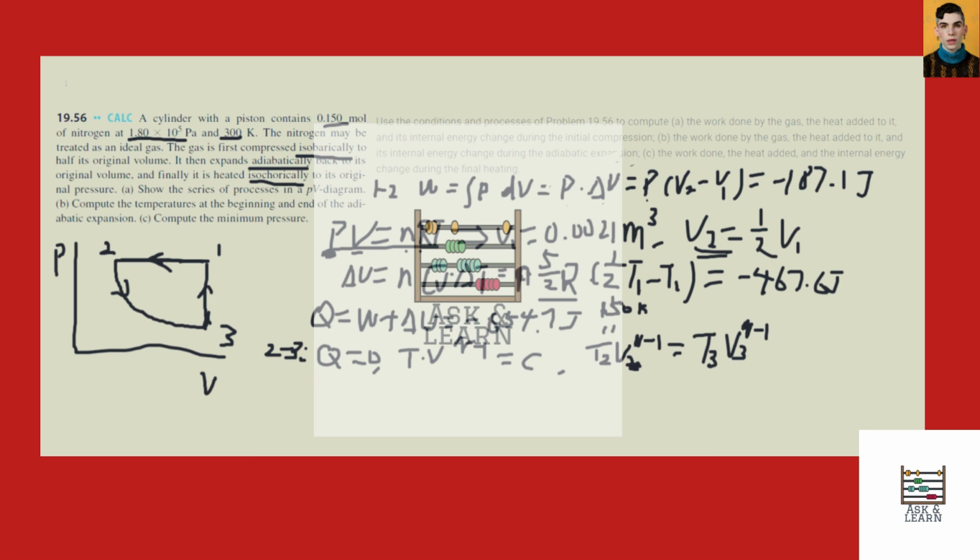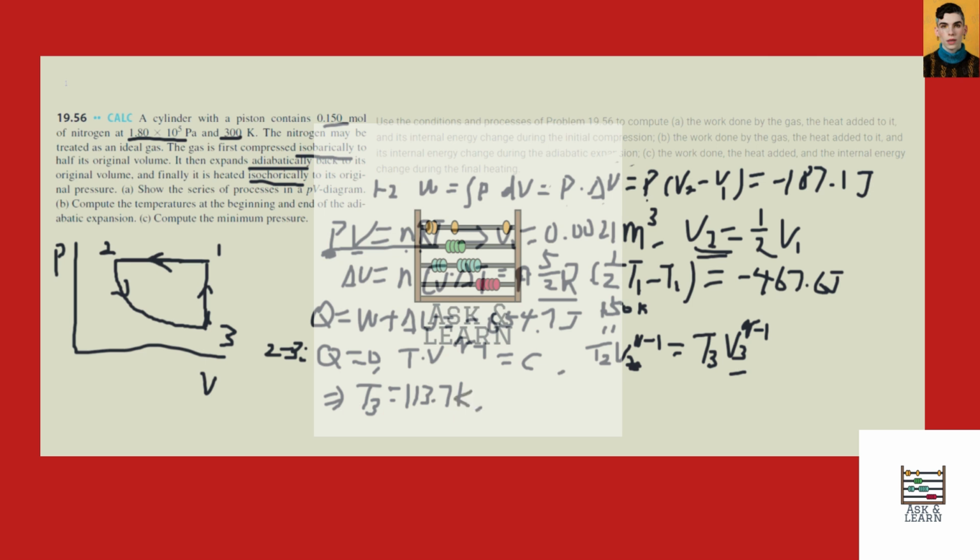This is gamma. And V3 is equal to V1, right? So the only unknown variable in this expression is T3. So we can calculate T3 now. T3 I found is 113.7 Kelvin. This is pretty low.